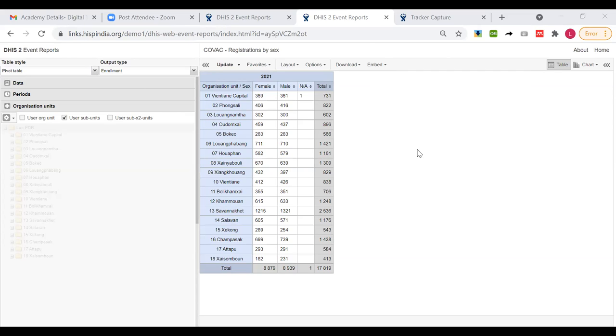So that's what I want to highlight: it depends on your program configuration. If you have configured the program to capture all doses, irrespective of whether it's the first, second, or third, in the same repeatable program stage, then with an event type visualization the person will be counted more than once. But when we are doing enrollment type of analysis, it will be counted only once. I hope I'm clear. Thank you. Okay, great. Any more questions?